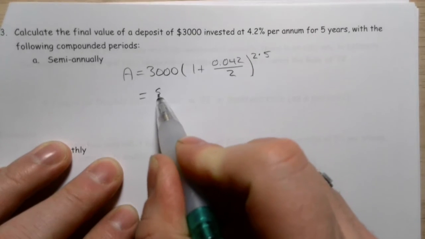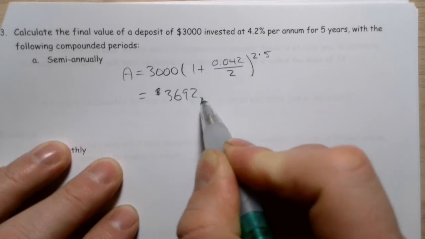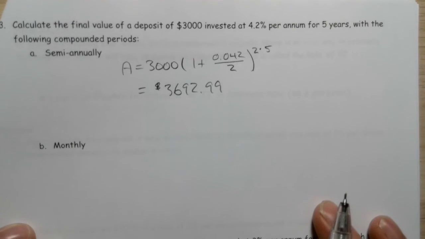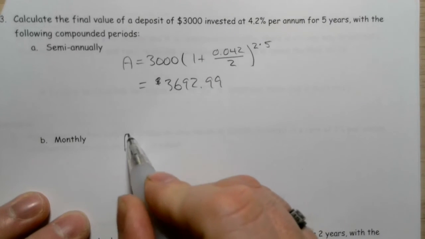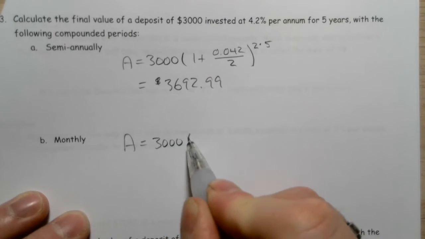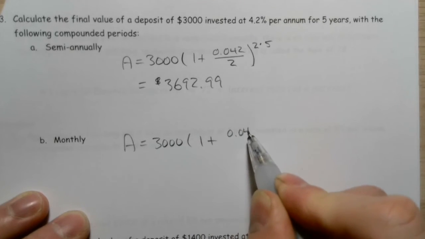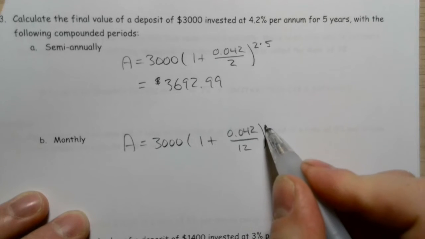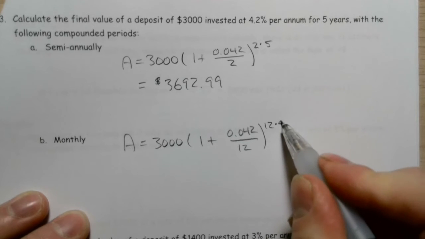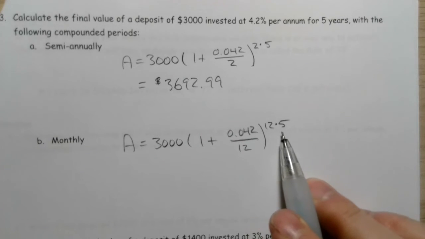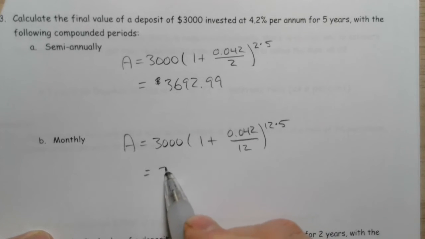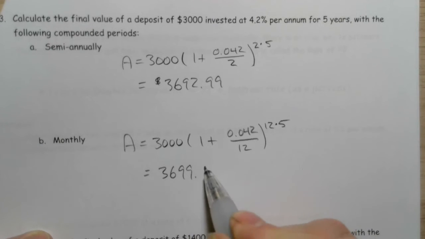And when I evaluate that, I will get $3,692.99, so basically $3,693. Now, watch what happens when I do this monthly, when I increase the number of times we compound it. The accumulated amount is still 3,000, still 1 plus 0.042, but now I'm going to divide by 12, because we're doing this monthly. Then this is to the power of 12, multiplied by 5, the number of years. So it's 12 times a year for 5 years. When I enter that into my calculator, I am going to get $3,699.68.